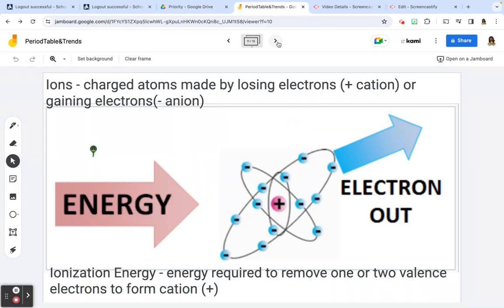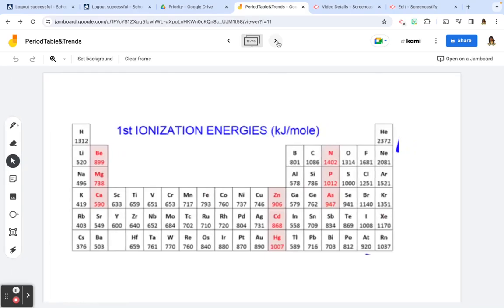So energy in, the energy that goes in is called ionization energy. And if you give it enough energy in, an electron comes out. So let's take a look at that. This usually occurs with metal elements the most. Ionization energy is measured in the units of kilojoules per mole.